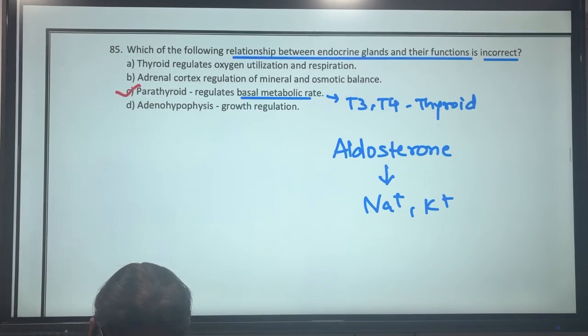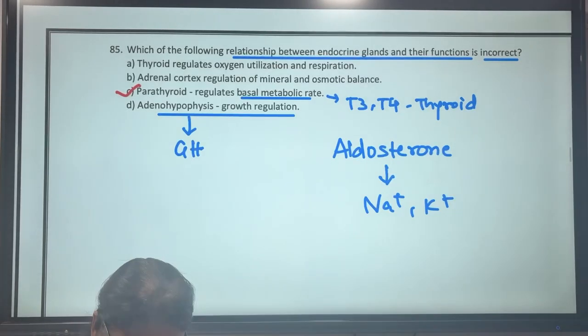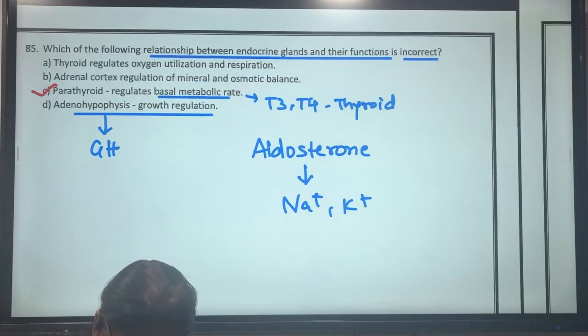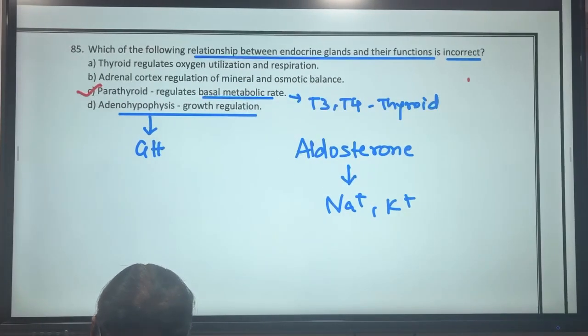Let's see the D option. Adenohypophysis, growth regulation. It is also correct. Adenohypophysis secretes GH, and GH is responsible for growth. So the incorrect match is answer option C.